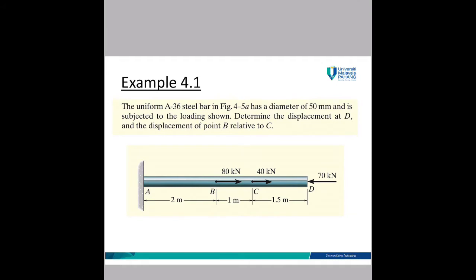A36 steel, if you look at the table of properties, then you will get the E value, which is the modulus of elasticity. From the properties table, the E value is equal to 200 gigapascal. And the question gives you the diameter. Take out the information given: diameter is equal to 50 millimeters. And the question asks you to calculate the displacement at D and also the displacement of point B relative to C.